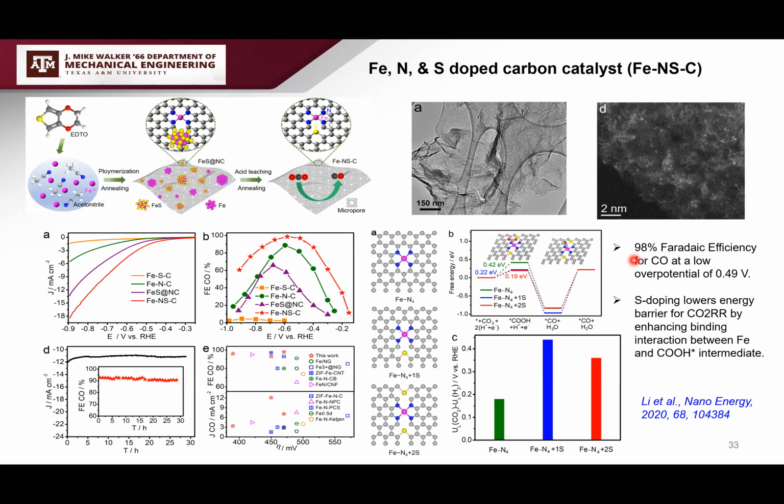Okay, so then again, after knowing that this metal and non-metal dopings, we created another co-doping, iron and nitrogen sulfur co-doping all together. And you can see, with the sulfur co-doping, it further increased the Faraday efficiency to 98%, at a low overpotential of 40.49 volt. And then through the theoretical study, we found sulfur doping lowers the energy barrier, right? And enhances the interaction between the iron and these intermediates.